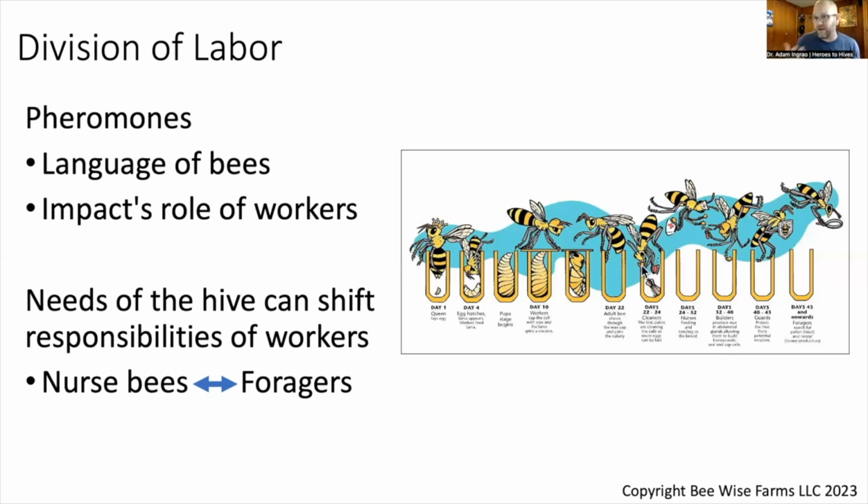An example would be in the hypopharyngeal gland. The hypopharyngeal gland in nurse bees serves as an important component in the development of royal jelly and feeding that royal jelly to the young.